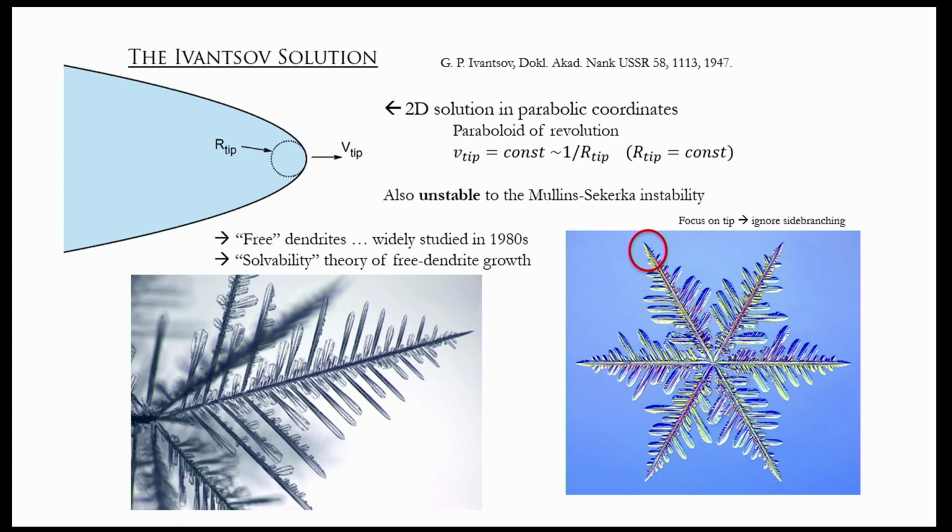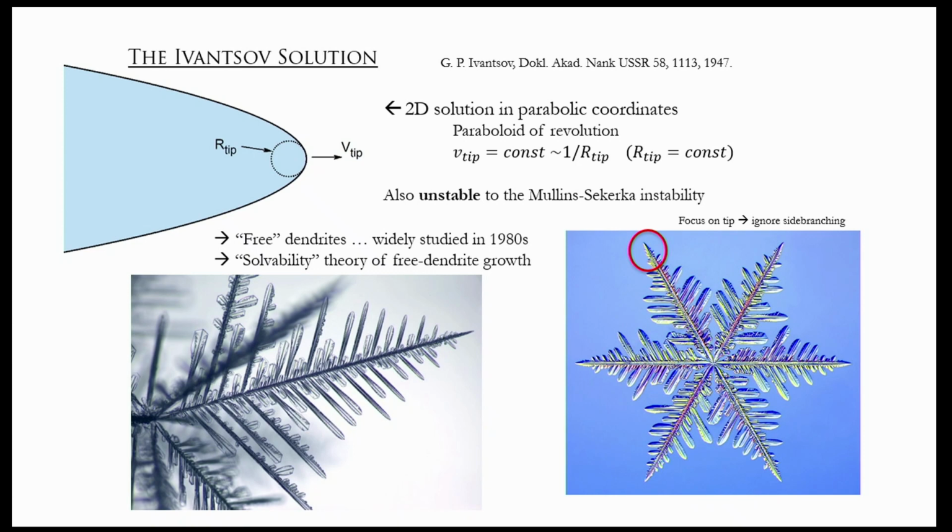But if you really focus on the tip, it actually looks kind of like a paraboloid of revolution. Sort of parabolic, it's pretty small. And if you just focus on the tip, then you can use this. And you just ignore the side branching because you can sort of say, well, that's a little like the whole thing as a paraboloid. And it's okay. It's an approximation, but it's not too bad.